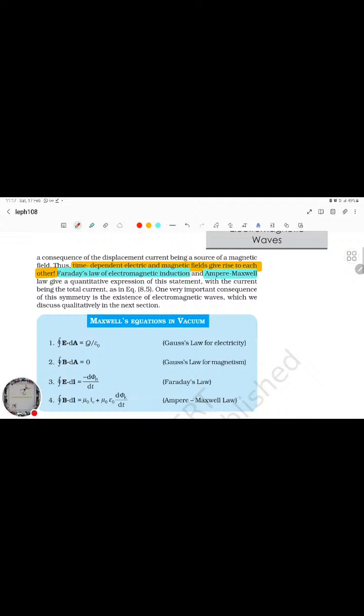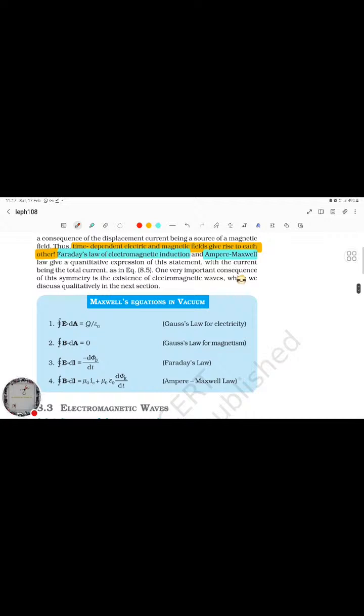The important role of that current is that along with the conduction current, there is something called a displacement current. One very important consequence of this symmetry is the existence of electromagnetic waves, which we discuss qualitatively in the next section. So if this symmetry happens, there will be some consequence produced between the two. Since both happen symmetrically, there should be some presence. And that's where we are obtaining the electromagnetic waves, which we will see in the next section.